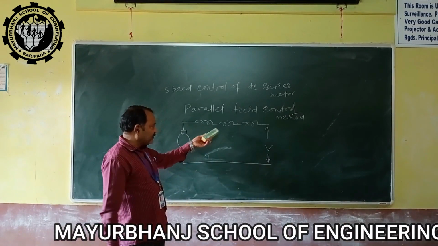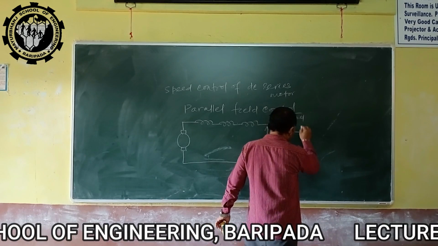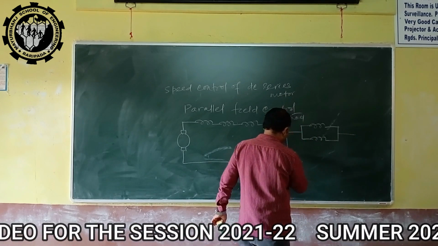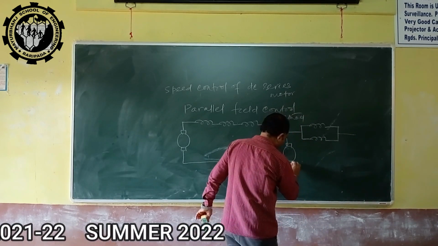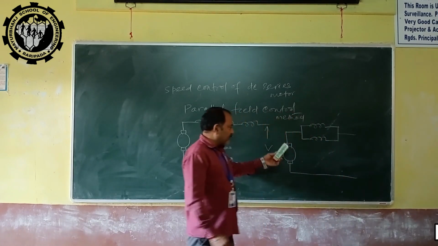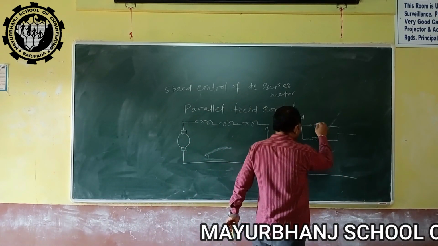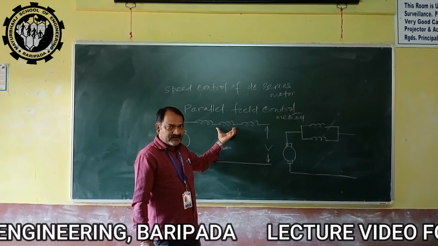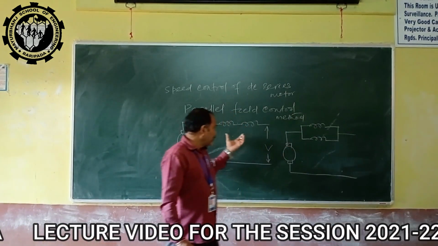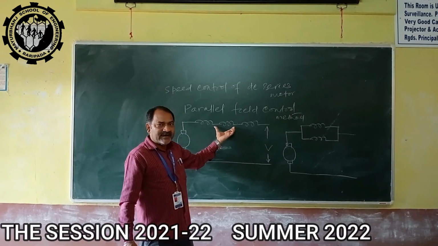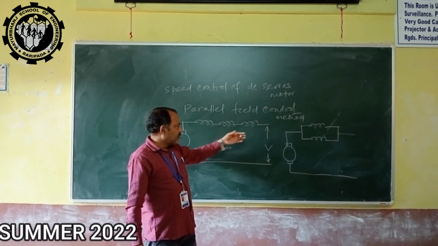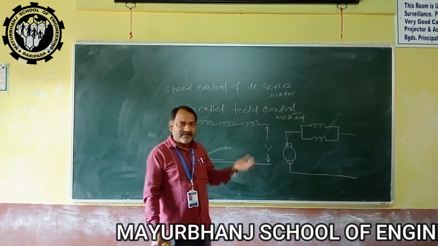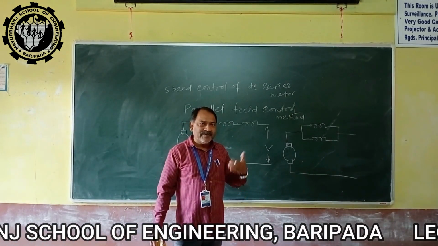Similarly, we can arrange this field circuit in parallel. So this is parallel method actually. Means these 2 field circuits are connected in parallel. In the previous case, we have connected the field circuits in series, but here we are connecting them in parallel. So whenever we are connecting them in series, automatically the field resistance will get increased. So due to the increase in field resistance, the current through the field circuits will get reduced. So due to the reduction in the current, the flux will get reduced, and due to the reduction in the flux, the speed will be increased.